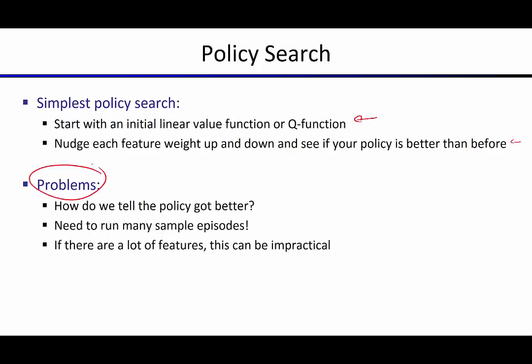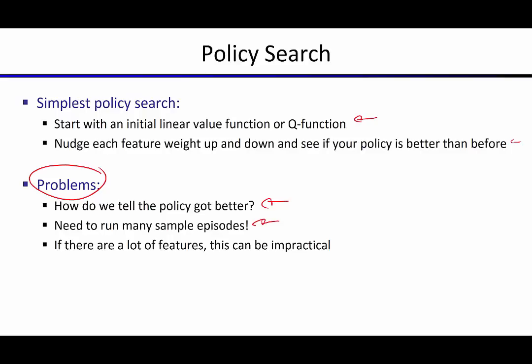Things we have to answer. How do we know when we change the weights whether the policy got better or not? If it's a deterministic system, that's easy. You can just roll out and compare. If it's a system with stochasticity, it's much harder, because sometimes you might do better, sometimes you might do worse. And so then you might need many samples until you get a reliable estimate of how good your current policy is.